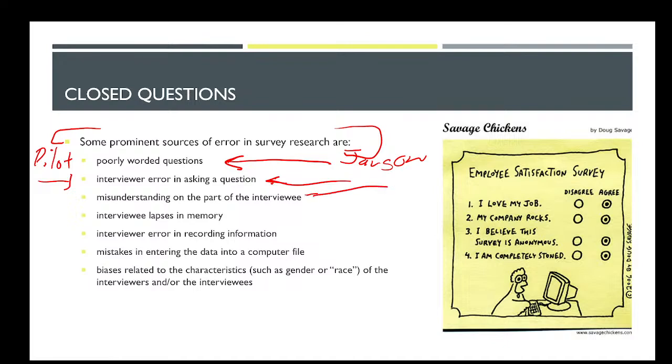Misunderstanding on the part of the interviewee, right? Sometimes people misunderstand the question. Sorry, I just had a question back to the error in asking a question. For example, if it was over the phone and you realize the interviewee misunderstood the question, can you re-ask it in a different way?